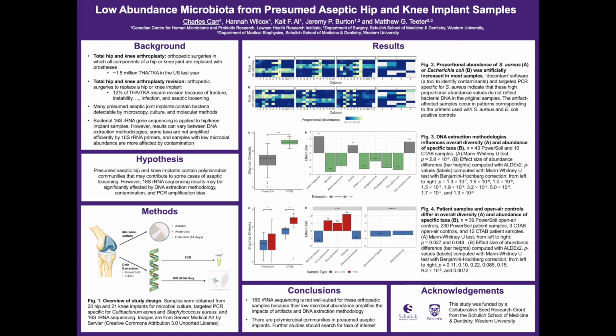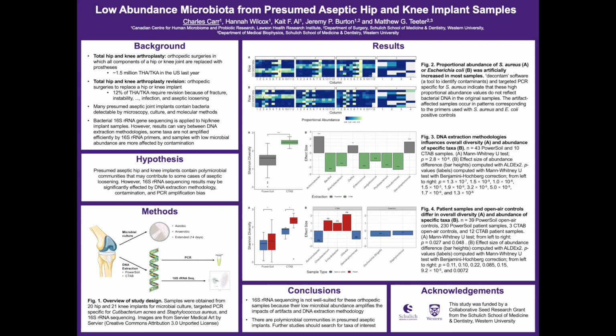Finally, we found compelling evidence for the existence of these communities. Specifically, the patient sample showed higher Shannon diversity than the open-air controls, and several taxa were significantly differentially abundant between these two groups. The open-air control showed a higher abundance of those same known laboratory and sequencing contaminants, as well as the positive control taxa. This emphasizes the effectiveness of the source tracker algorithm in selecting relatively contaminant and artifact-free samples. The patient sample showed higher abundance of a few taxa that might plausibly be part of the polymicrobial communities of presumed aseptic hip and knee implants.